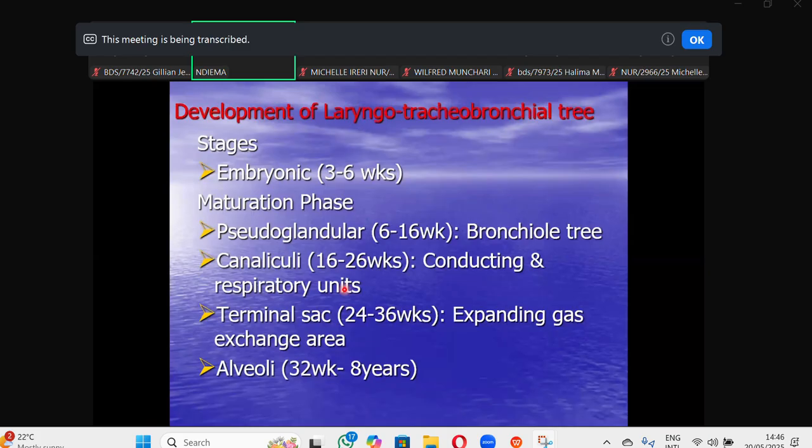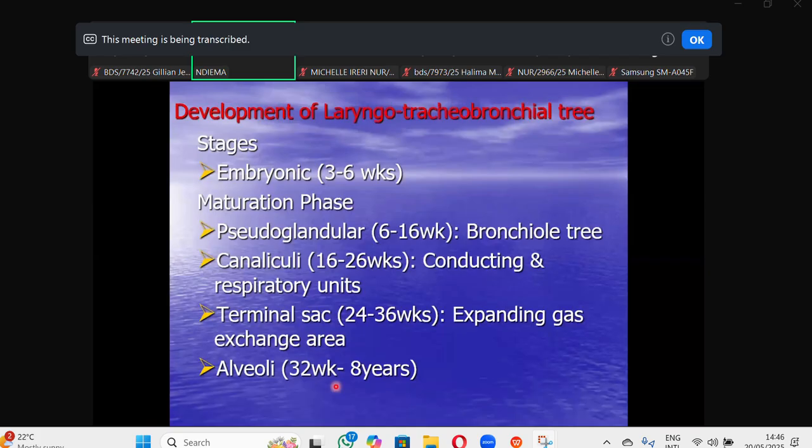And finally, by the 8th year, this is when we now have complete development of the alveoli, the 300 million alveoli we talked about. That's when we have complete development. So here we have more expansion, more budding off, and we're going to see why it buds off more at this stage. So let's look at each of these phases and see what happens during each of the stages.